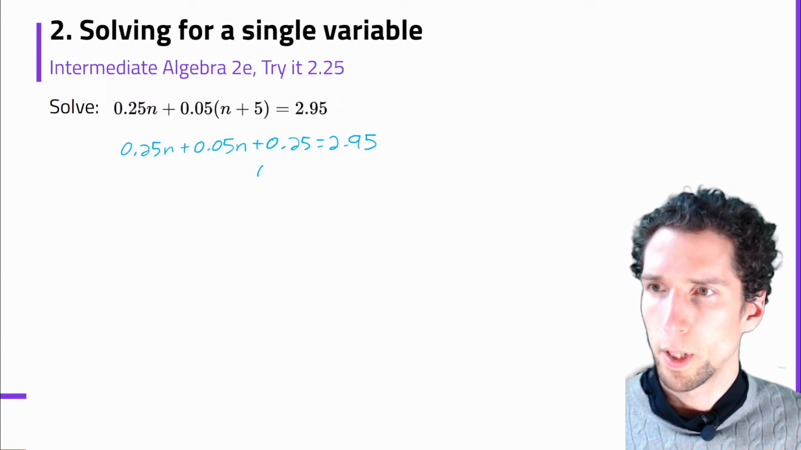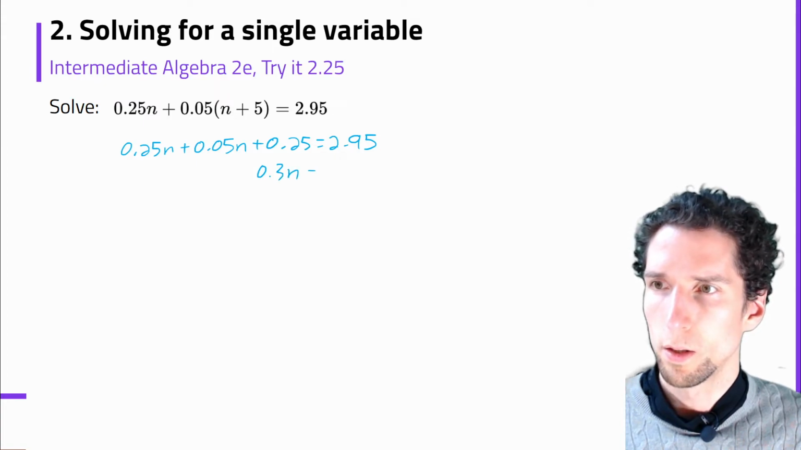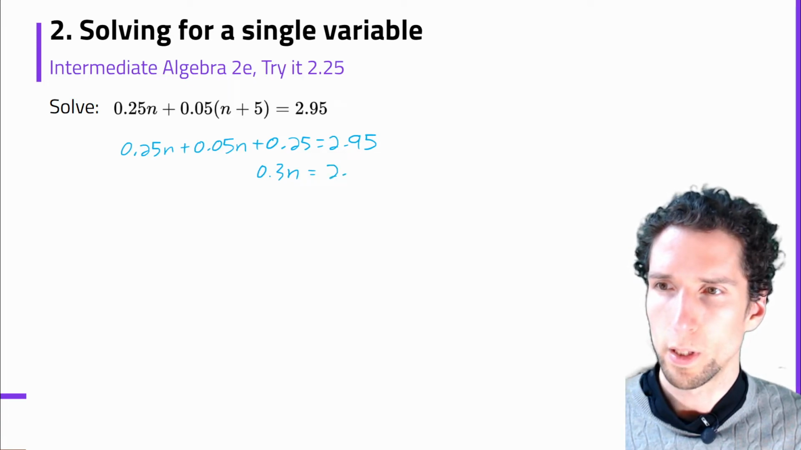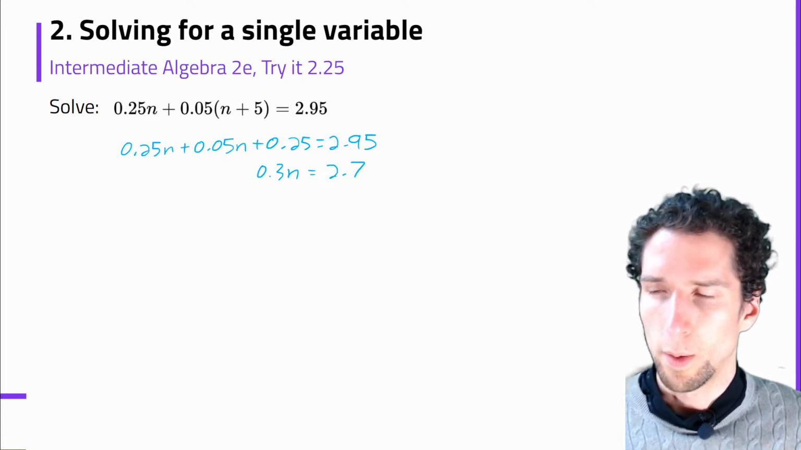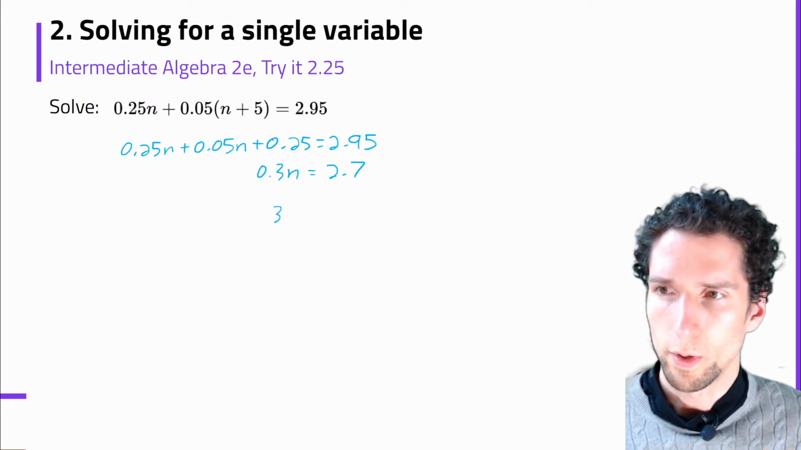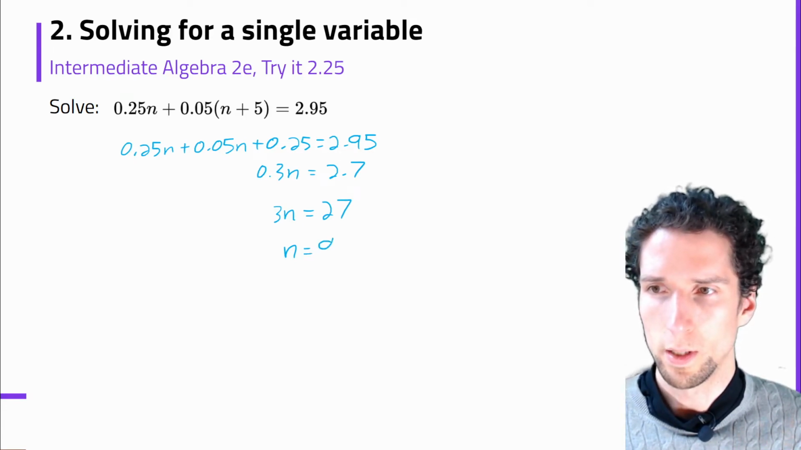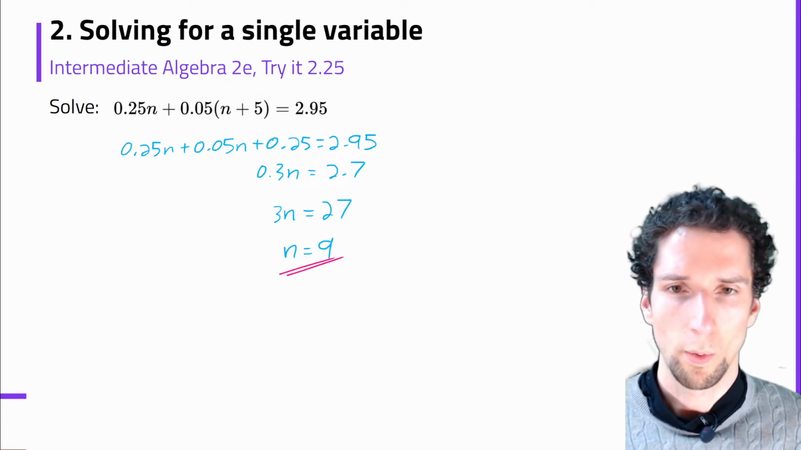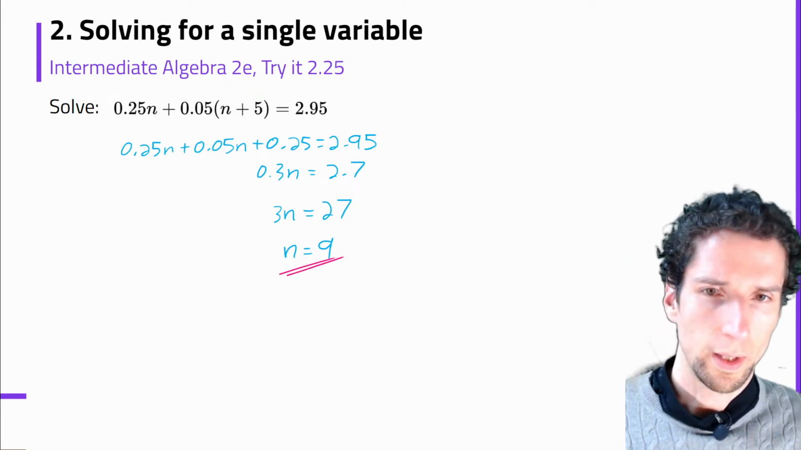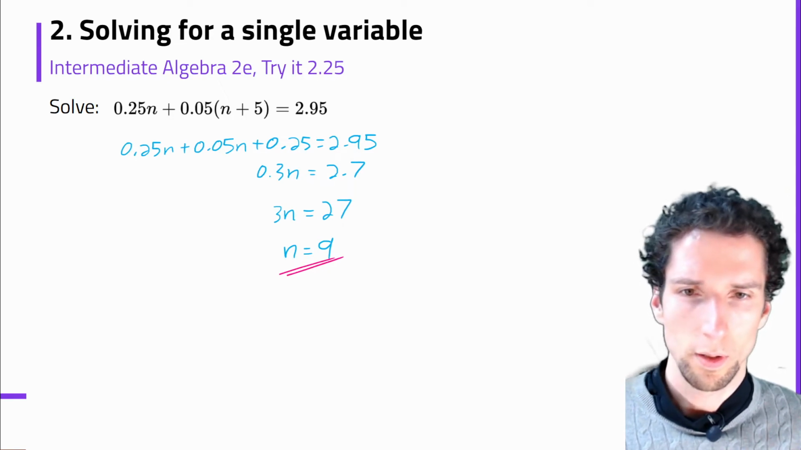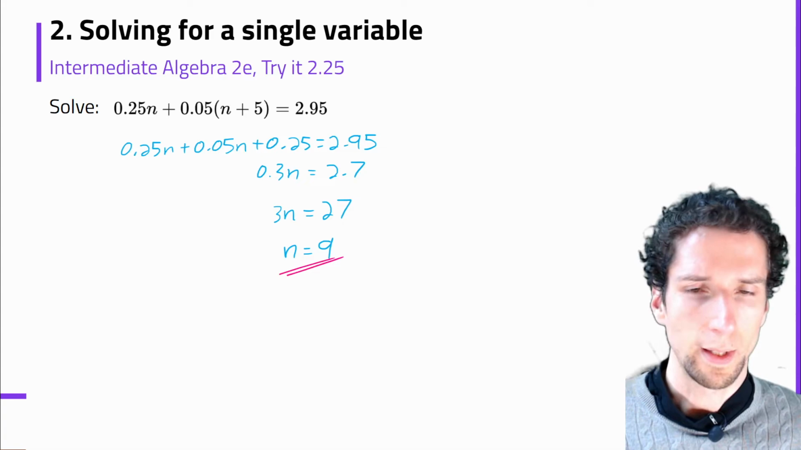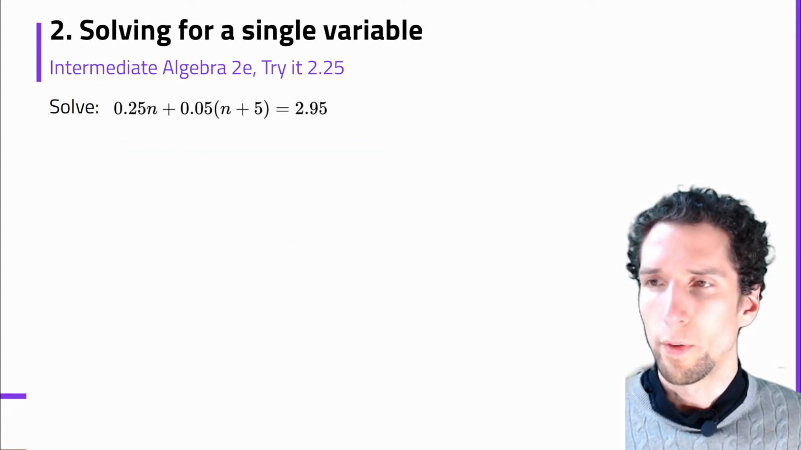All right, kind of similar numbers to the last time. 0.3n is equal to 2.95 minus 0.25, which is 2.7. Actually, very similar numbers to the last time. But let's do a different method here. Let's say 3n is equal to 27. Multiply both sides by 10. Then divide by 3, and 27 over 3 is 9. A little unusual that the numbers are that similar, usually not almost identical like that, but anyways, two different methods.